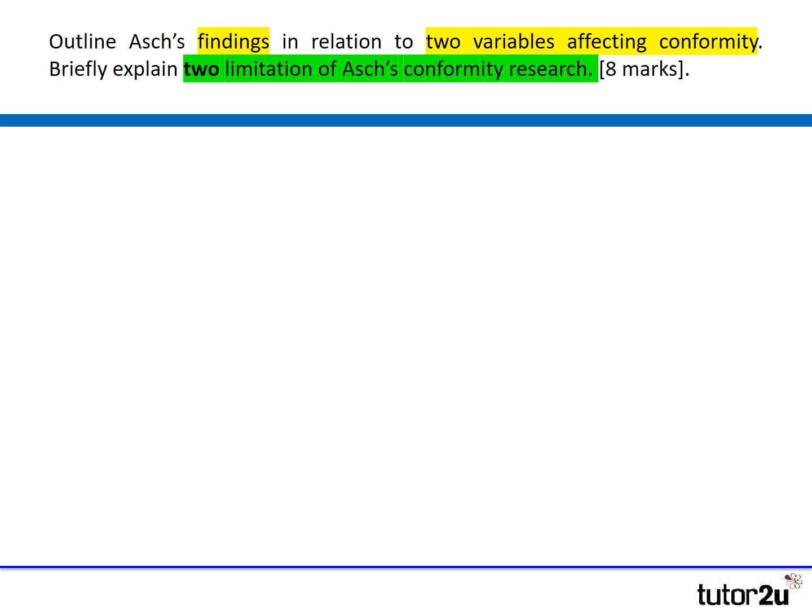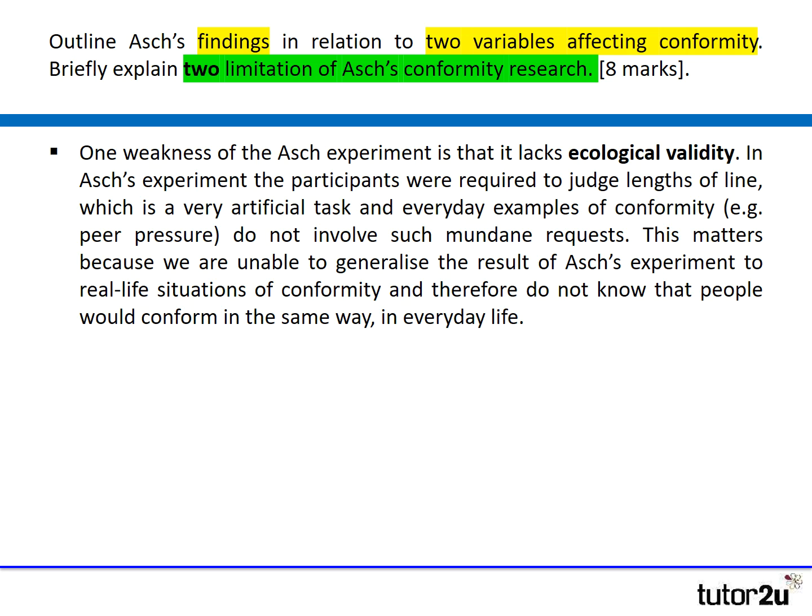Moving on from that, we need to talk about 2 limitations. So we might say that one weakness of the Asch experiment is that it lacks ecological validity. In the experiments, they were required to judge line lengths, which is a very artificial task, and everyday examples of conformity don't involve such mundane requests. This matters because we're unable to generalise the results of this experiment to real-life situations of conformity, and don't know why people would conform that way in everyday life.